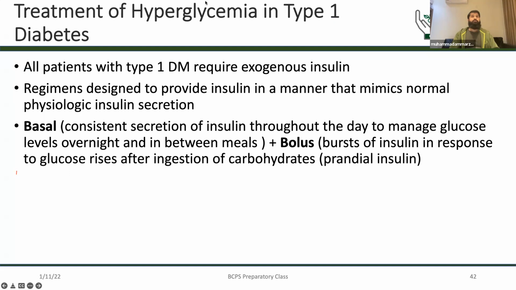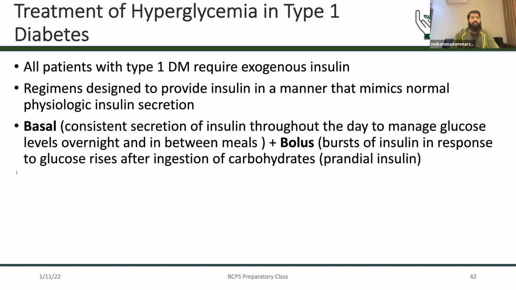So treatment, what would be the treatment? For the patients of type 1 diabetes, all patients with type 1 diabetes require insulin. So that's why previously it was called insulin dependent. Regimens are designed to provide insulin in a manner that mimics normal physiological insulin secretion. So normally, there are 2 types of insulin levels in the body physiologically. One is basal insulin level.